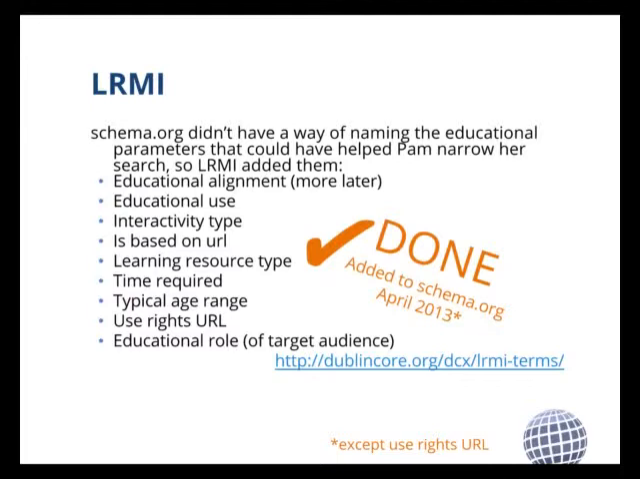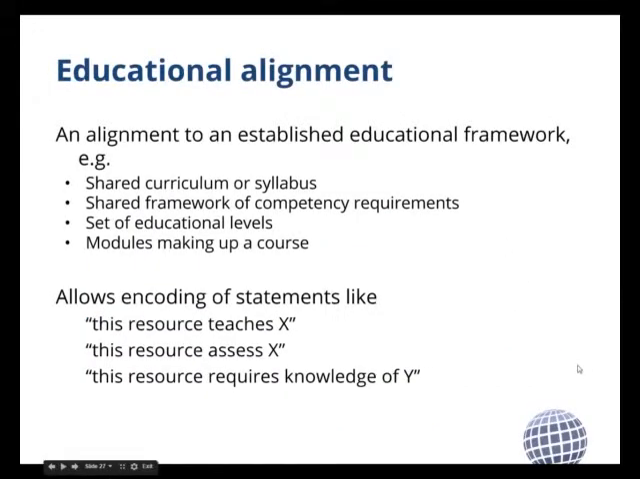The one that does take a little bit more explanation is educational alignment. Educational alignment is an alignment to an established educational framework. This might be a shared curriculum or syllabus. It might be a shared framework of competency requirements. It might be a set of educational levels, or it might be a set of modules that make up a course. And the educational alignment allows you to encode statements along the lines of, this resource teaches subject X, or teaches a particular item in a shared curriculum, or this resource assesses that particular item, or it might be used to express a prerequisite, this resource requires knowledge of topic Y.